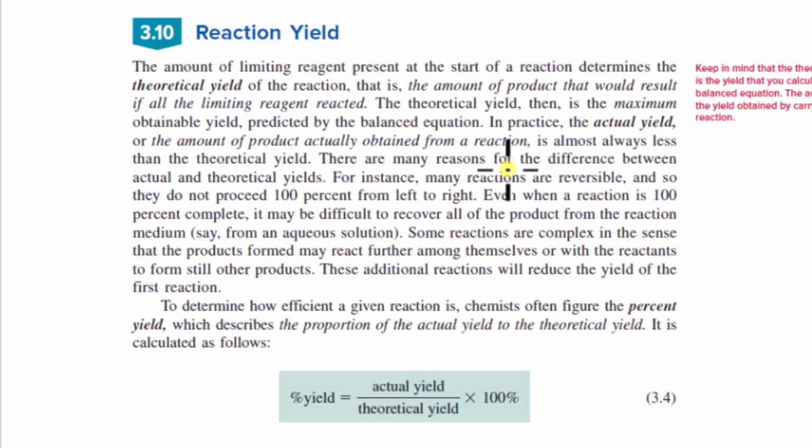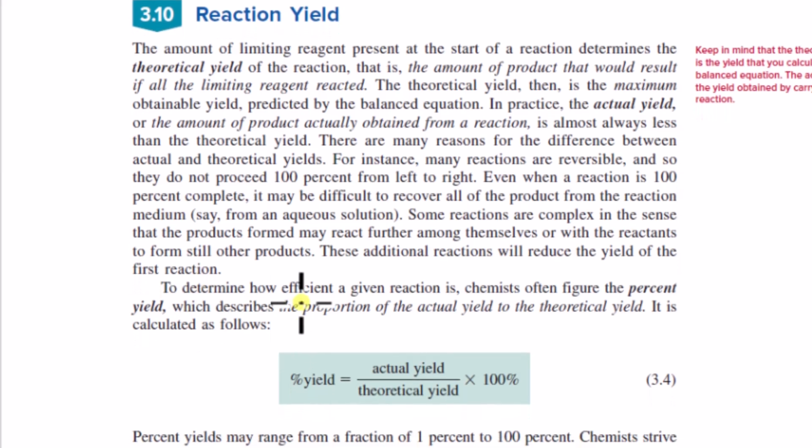So there are many reasons for the difference between actual and theoretical yields. For instance, many reactions are reversible, and so they do not proceed 100% from left to right. Even when a reaction is 100% complete, it may be difficult to recover all of the product from the reaction medium, say from an aqueous solution. Or maybe there's some product sort of caked into the walls of the container. Some reactions are complex in the sense that the products formed may react further among themselves or with the reactants to form still other products. These additional reactions will reduce the yield of the first reaction.